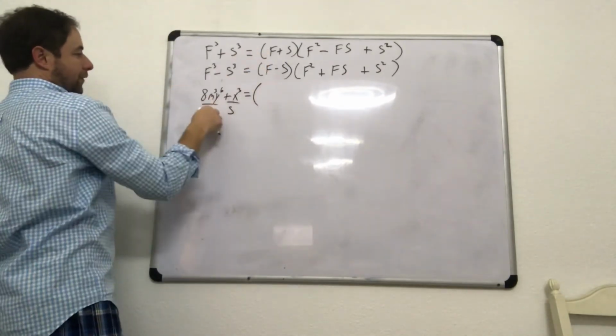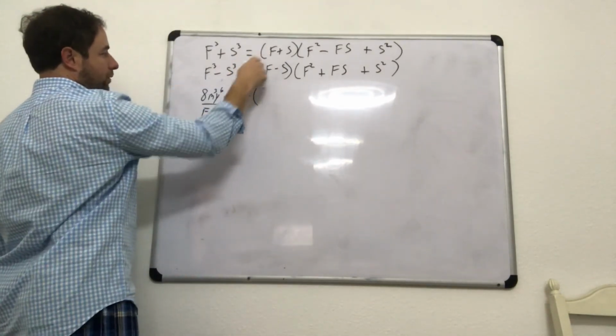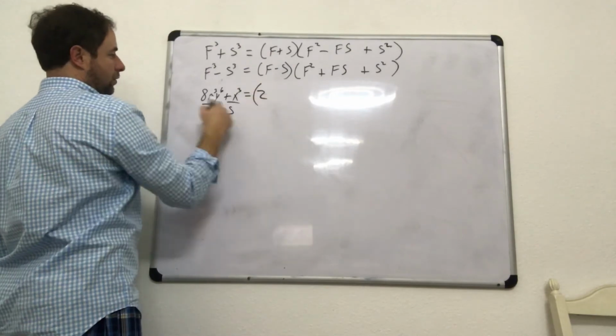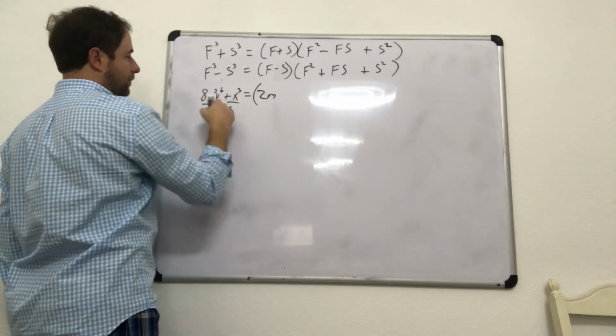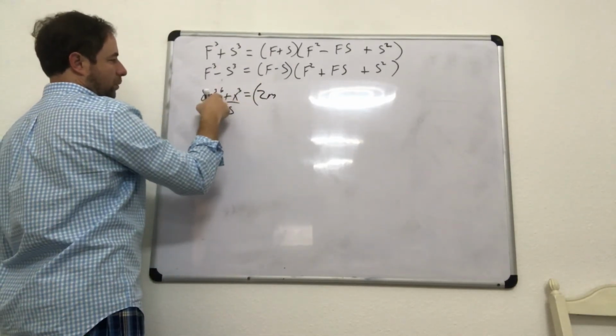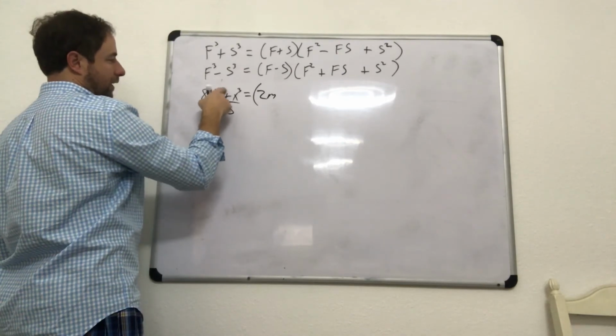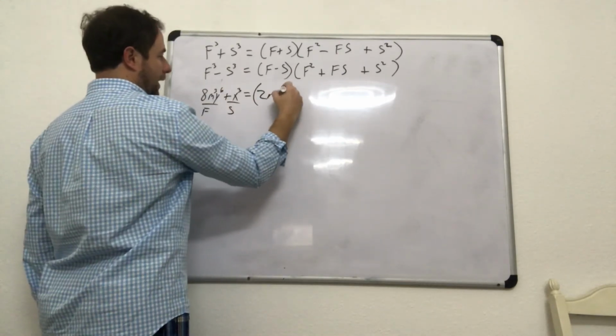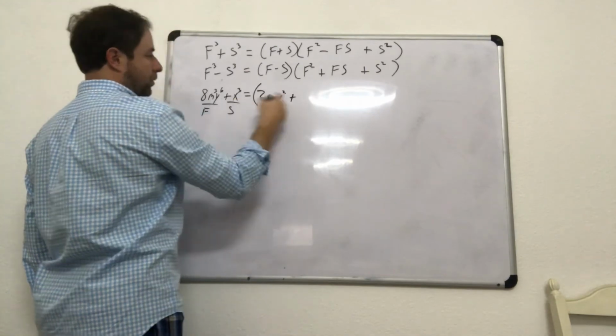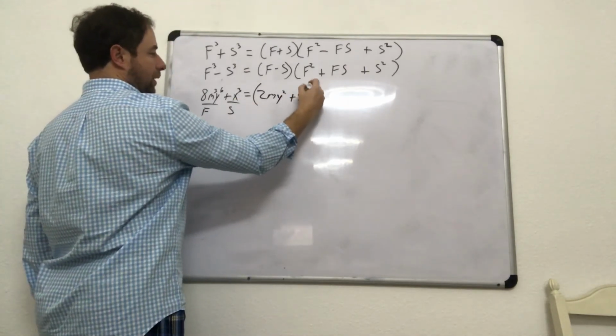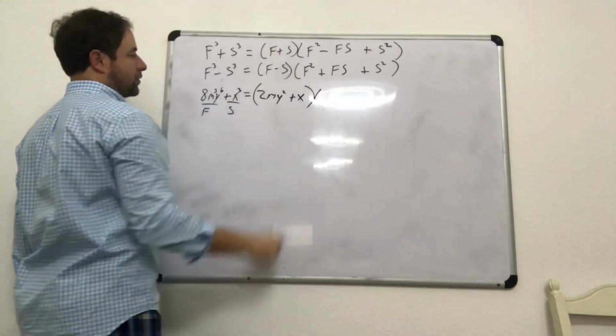I want to break down the first term, so we're going to get the cubed root of 8, which is 2. The cubed root of m cubed is m. Cubed root of y to the 6th, remember we're dividing by 3 when you get the cubed root of an exponent, is going to be y squared, plus the cubed root of x cubed is going to be x. So that is the first term.